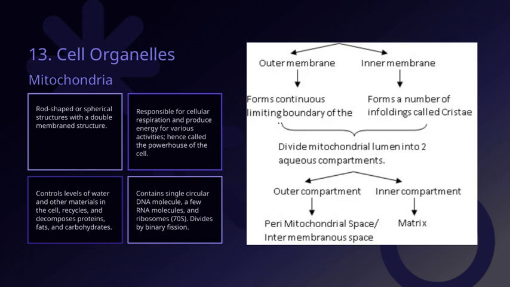Structurally, mitochondria are rod-shaped or spherical, with a double membrane that encases their inner workings. This specialized structure supports their role in energy production and metabolic processes. So, in essence, mitochondria are integral to both the energy supply and overall functioning of the cell, linking closely to the theme of cellular efficiency and specialization.